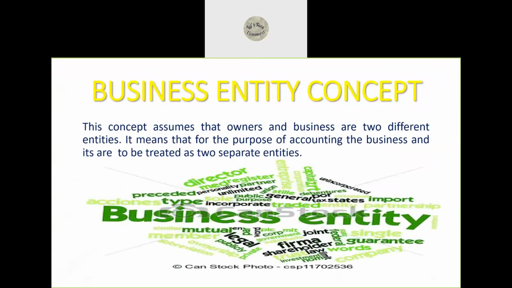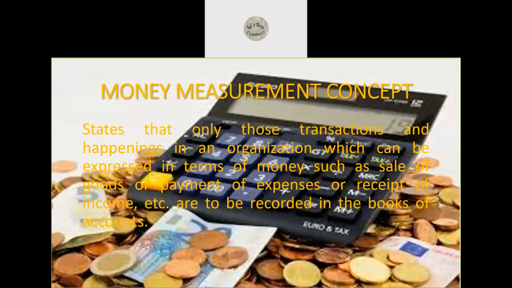first is the business entity concept. We discussed that while making the accounts, we assume that owner and business are two separate entities, and we make the accounts from the point of view of the business, right? And we consider capital as an internal liability of the business. In the entity concept, we discussed about the Solomon and Solomon company case that you will be studying when you will be doing your higher studies in commerce.